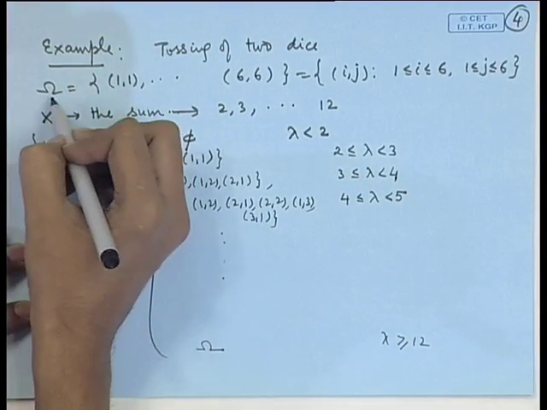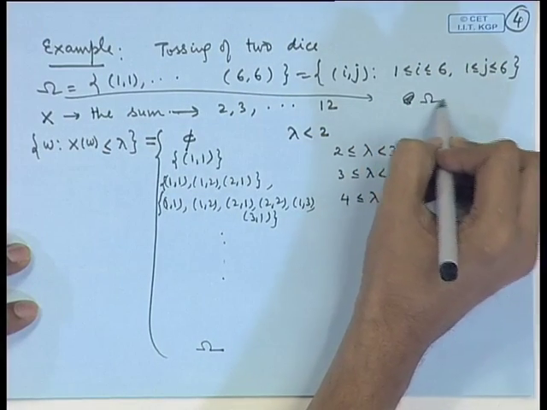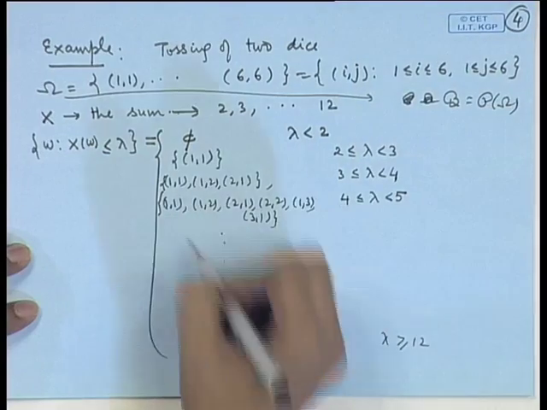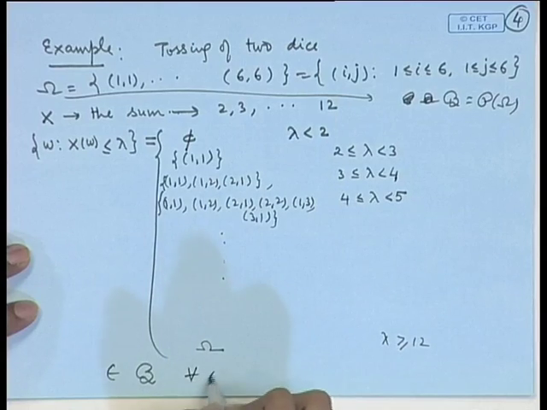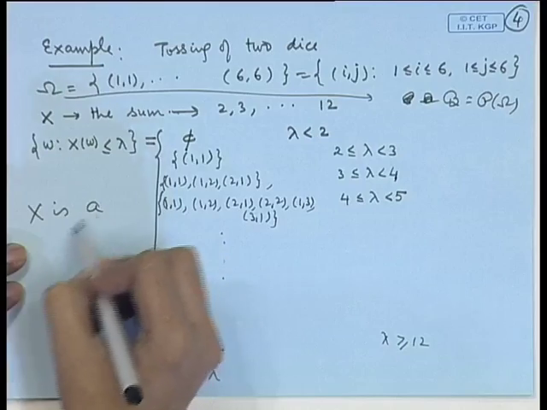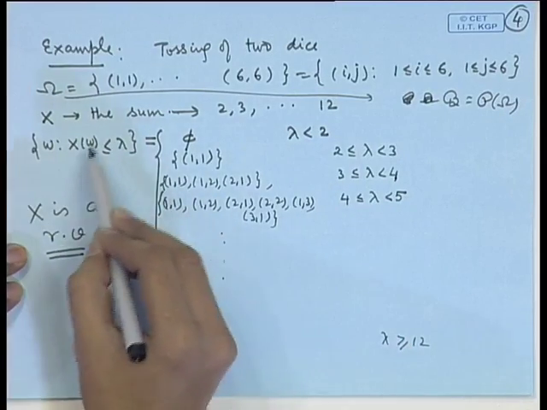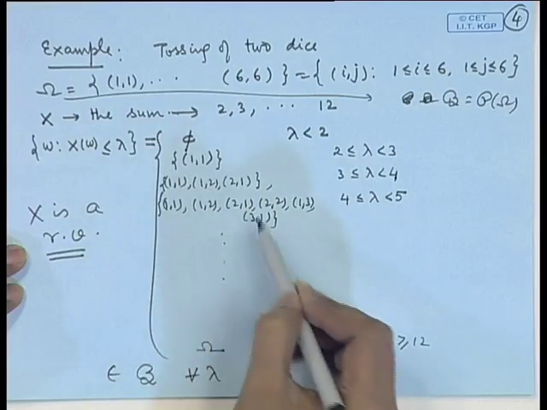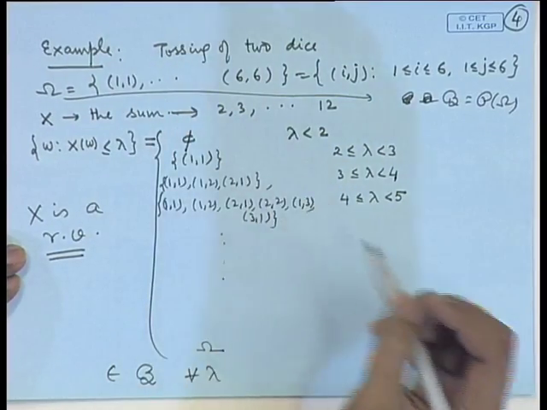So, if I consider my sigma field here as the power set of omega, then this will belong to B for all lambda, and therefore, X is a random variable. The purpose of considering this measurability condition is that when I want to talk about the probabilities of these events in terms of the random variable, then they should be well defined in the original sample space.